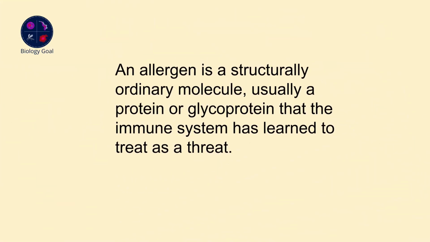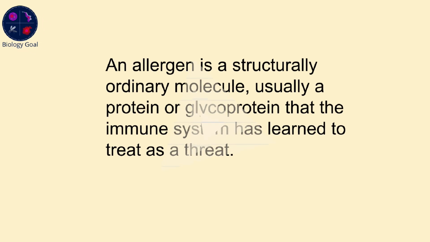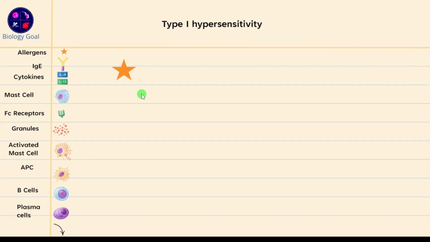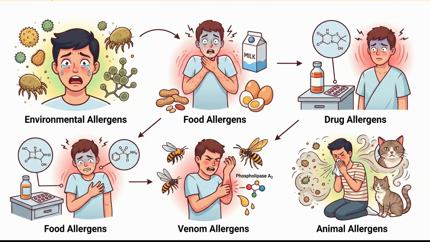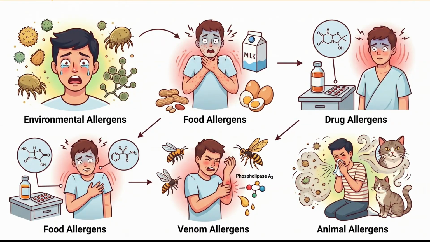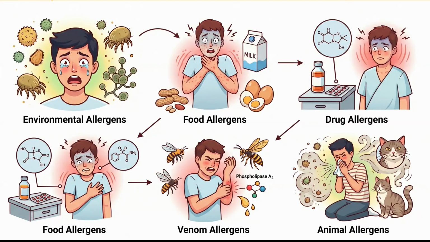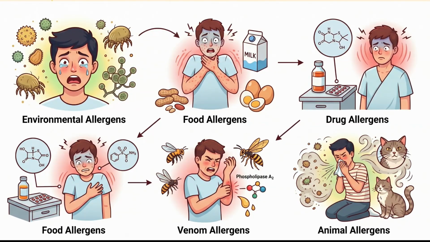An allergen is a structurally ordinary molecule, usually a protein or a glycoprotein, that the immune system has learned to treat as a threat. What makes it an allergen isn't just the chemistry; it's the response that it initiates. Some of the examples are environmental allergens like pollen, like dust particles. Some of them are food, like peanut protein, specific peanut protein that can cause allergic reaction. Casein in the milk can also do that. Egg albumin can also do that.